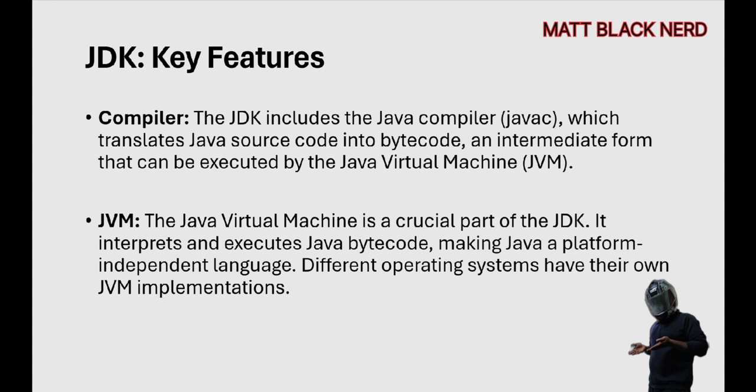JDK features. Compiler. The JDK includes the Java compiler, javac, which translates Java source code into bytecode, an intermediate form that can be executed by the Java Virtual Machine, JVM. JVM. The Java Virtual Machine is a crucial part of the JDK. It interprets and executes Java bytecode, making Java a platform-independent language. Different operating systems have their own JVM implementations.